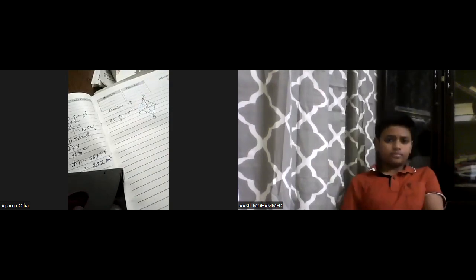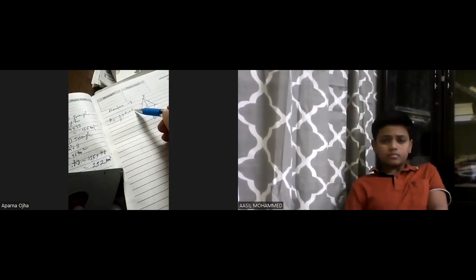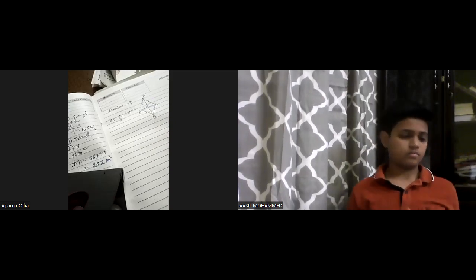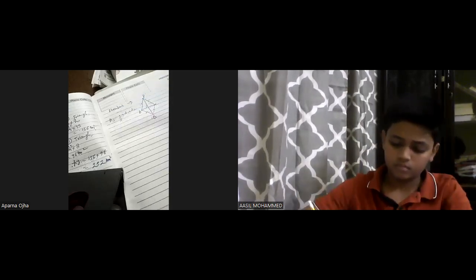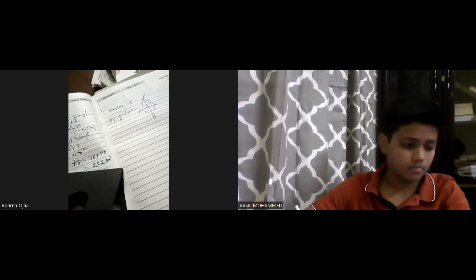D1, D2 are the diagonals. So the product of the diagonals, you have to multiply and divide by 2. This is the area of the rhombus. So rhombus is clear.